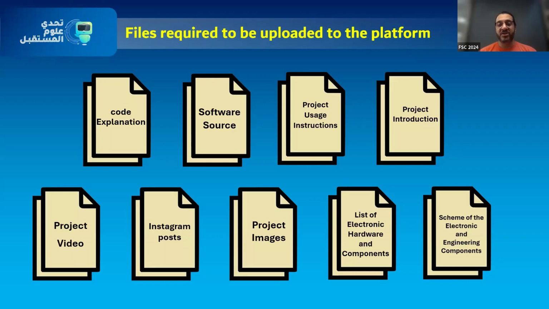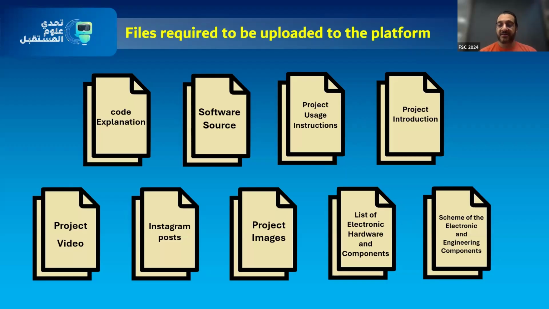After that, we will have a project usage instruction, which gives some instructions to the judges on how to start or use the invention itself. All the source code should be uploaded also. If you have more than one software file, you can just group them in one zip file. And a code explanation document that describes all the code parts, so that will make things easier for the judges in order to evaluate your project.